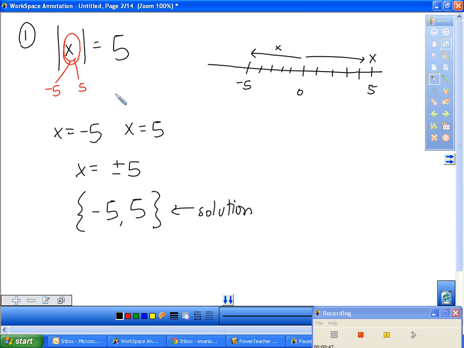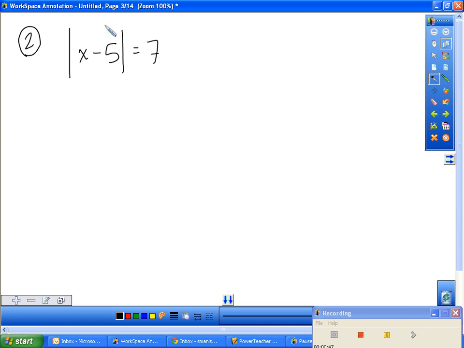So it's pretty clear when we just have one thing inside of our absolute value bars, because we can see it on the number line. We can count 5 spaces, 5 spaces. It's a little more difficult when we have other things inside of our absolute value. In the next example, we have multiple things inside of our absolute value.